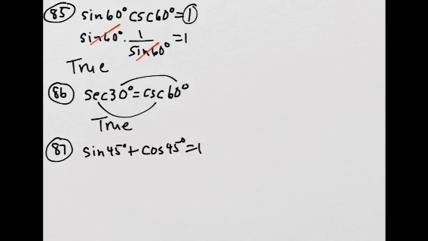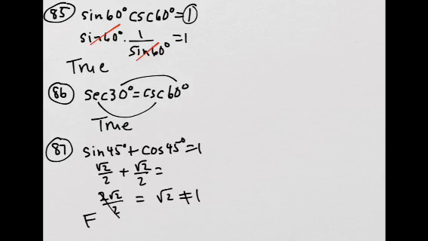So sine of 45 is radical 2 over 2. And cosine of 45 is radical 2 over 2. So this becomes radical 2 over 2 plus radical 2 over 2, so this is 2 radical 2 over 2. When you add them together, the 2's reduce to 1, and then you get radical 2. So radical 2 does not equal 1. So yeah, this is false.